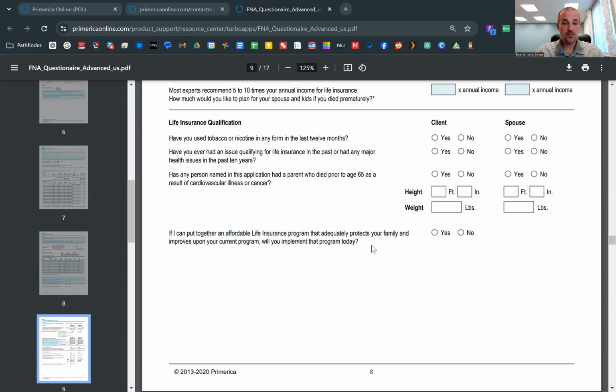If I can put together an affordable life insurance program that adequately protects you and your family and improves upon what you currently have, is there any reason why you wouldn't want to implement that program? And depending on the appointment, if you're closing on the first appointment, which I typically don't do, you could say today. But usually I'll just ask them, is there any reason why you wouldn't consider implementing this program? Most people will say no.